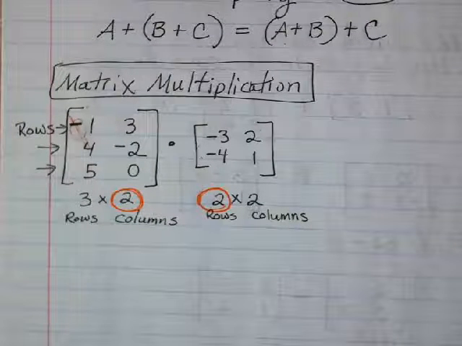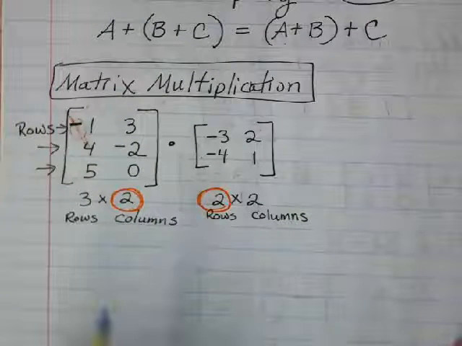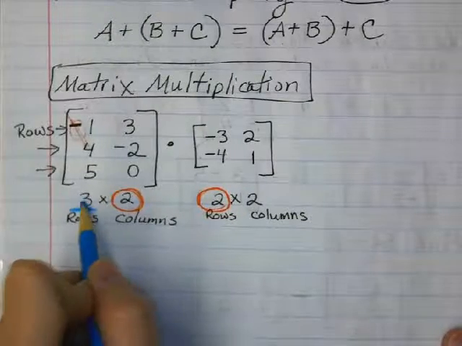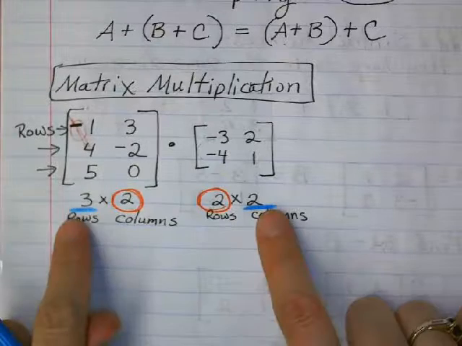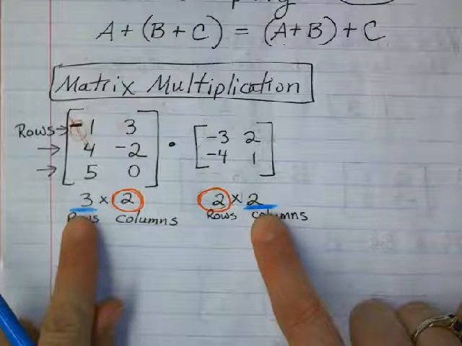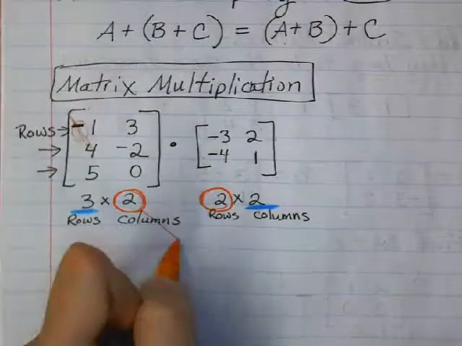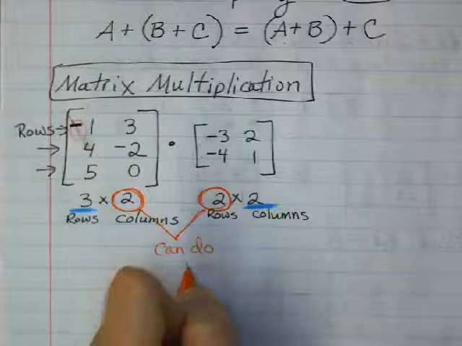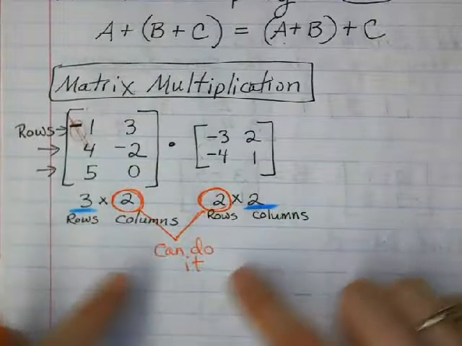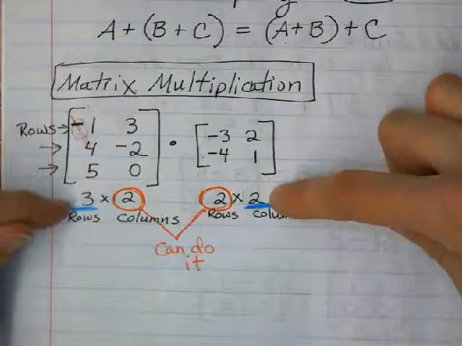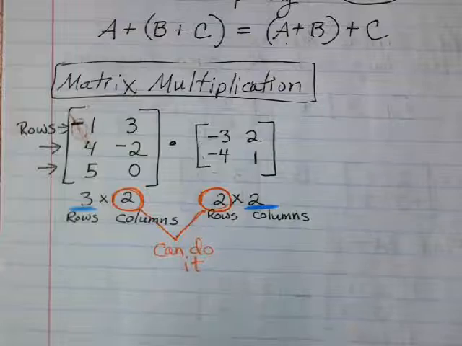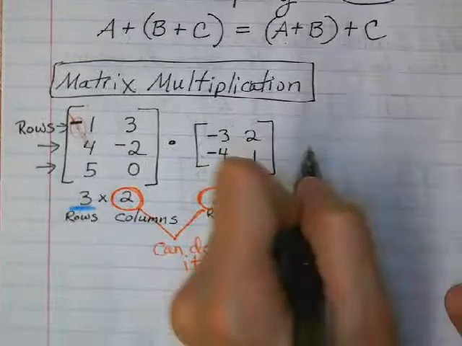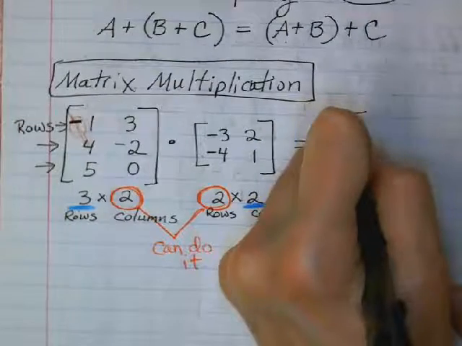And what's interesting is then you'll wonder, how big is my answer going to be? My answer, I'll do it in blue, is going to be a 3 by 2 matrix. The outer numbers tell you what size your answer is going to be. So if the inner numbers match, that means we can multiply these. It means we can do this problem. And the outer ones predict the size of the answer. My answer is going to be a 3 by 2 matrix that I'm going to put over here.